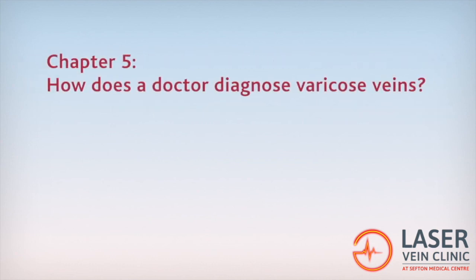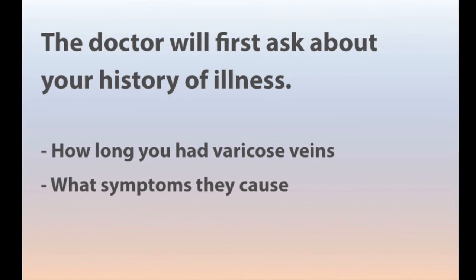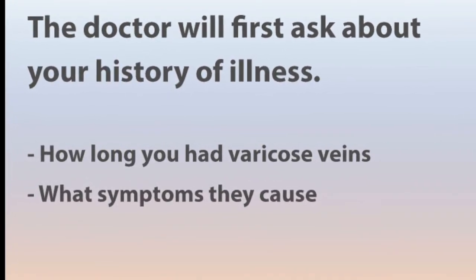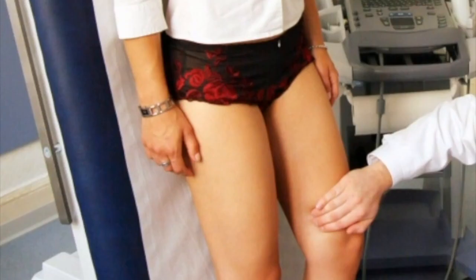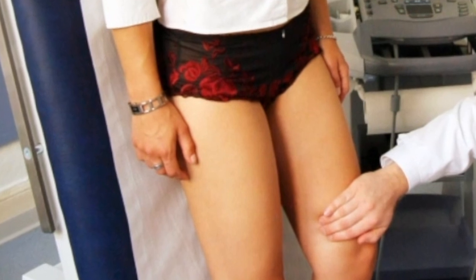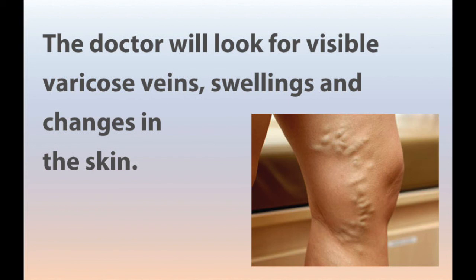How does a doctor diagnose varicose veins? The diagnostic tests used today are simple and painless. The doctor will first ask about your history of illness, for instance, how long you've had varicose veins and what symptoms they cause. At the following physical examination, the legs will be carefully examined and felt while you're standing. The doctor will look for visible varicose veins, swellings, and changes in the skin.